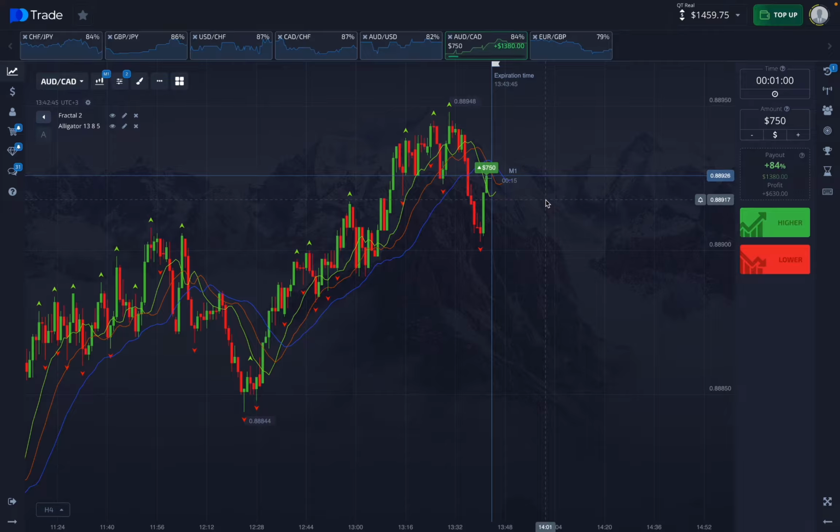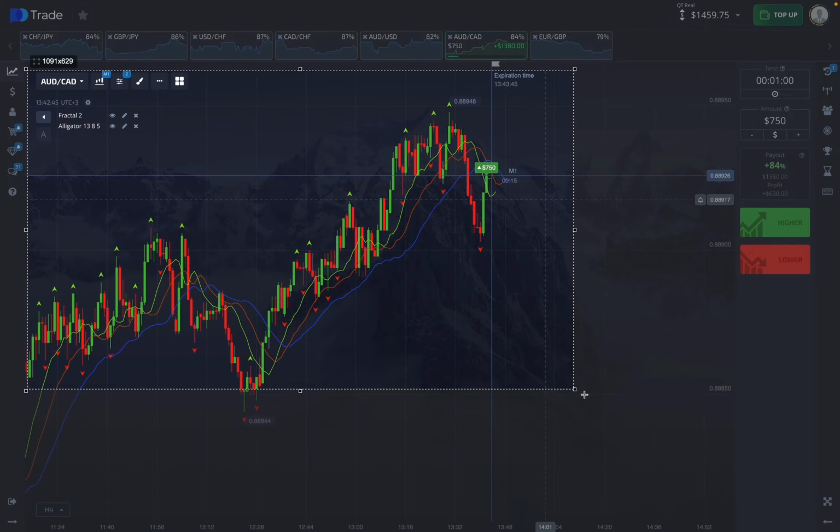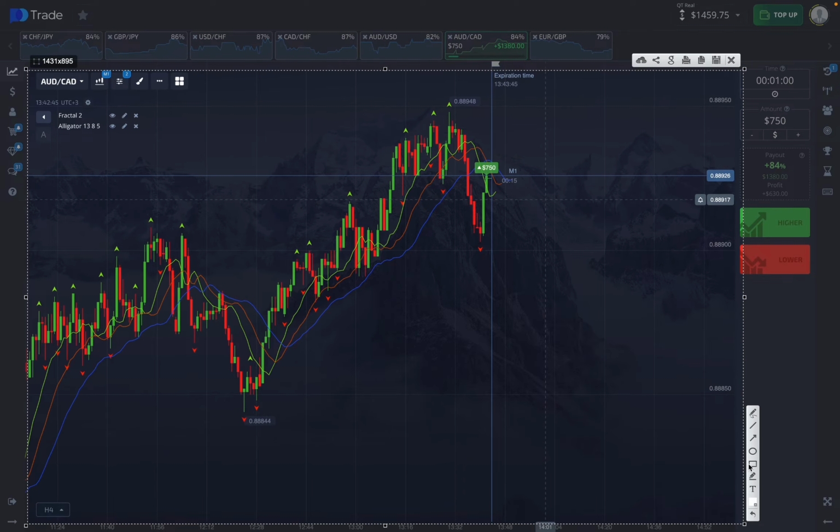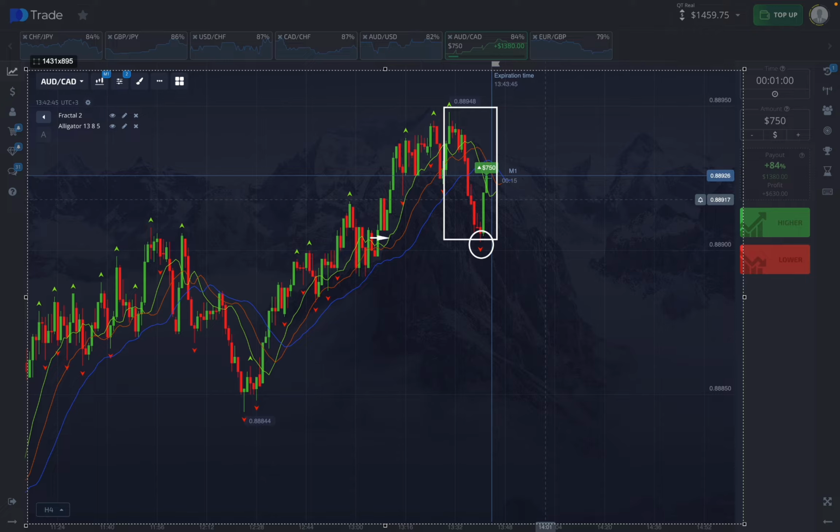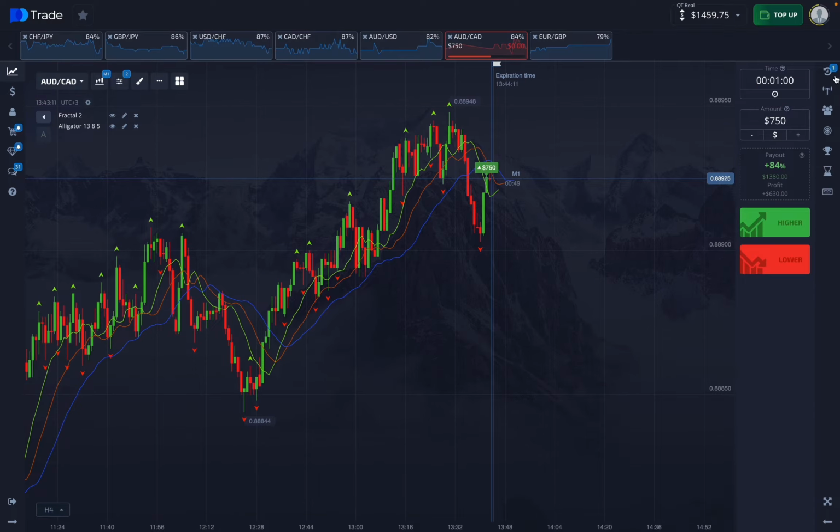Let's select the work area. There was quite a strong price pullback here, and a new local minimum was also formed, after which our price rushed up. Next, we have a possible intersection of the alligator's moving lines from top to bottom. And this tells us that it is better to open a trade for an increase.